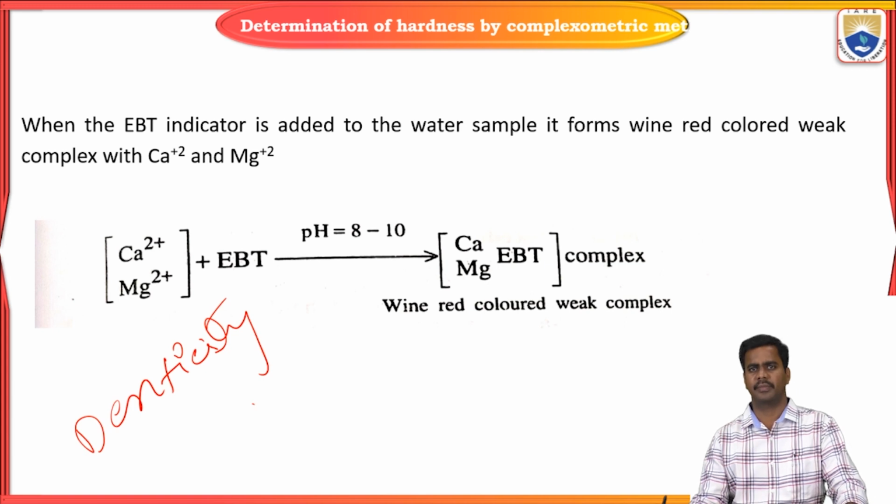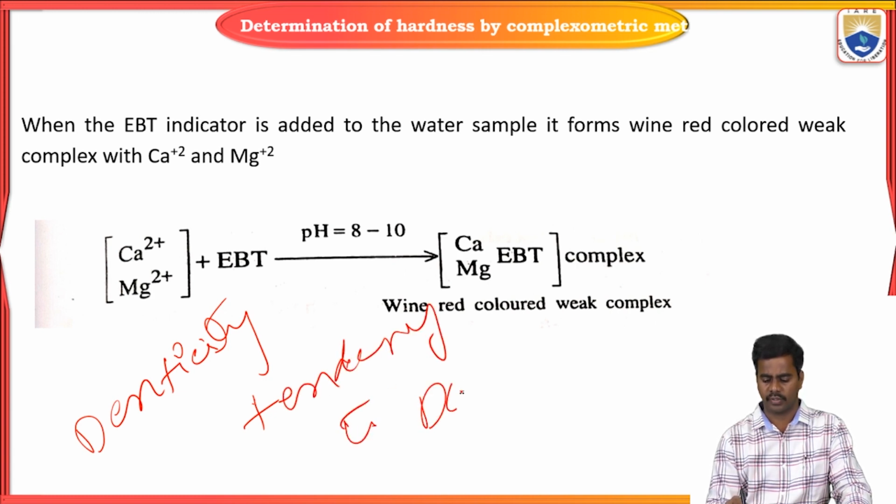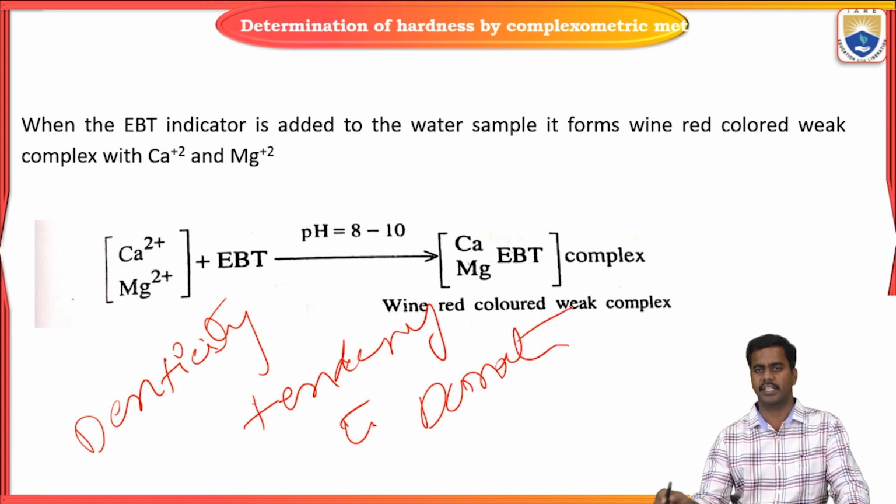Denticity is nothing but the tendency to donate electrons. The tendency to donate electrons is known as the denticity of that ligand. How can we find out the denticity? Simply by seeing the structure of a ligand, we can understand what the denticity of that particular ligand is.